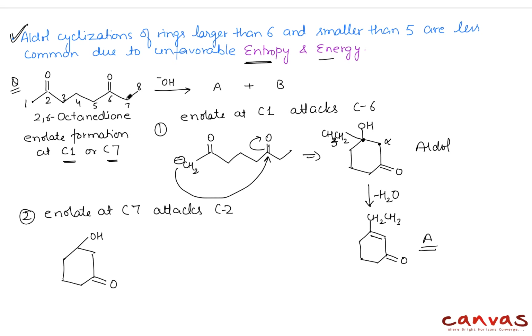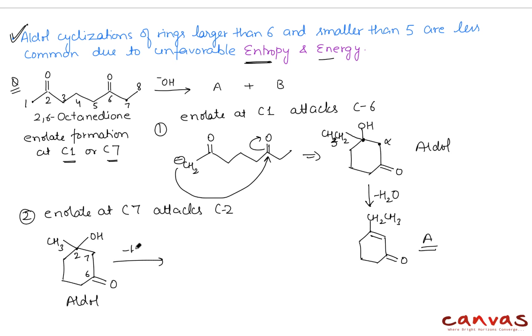Now this one, because 7 is attacking at C2. Okay, so if this is the keto group, now this is the 6th carbon and this is the 7th carbon, it has attacked the C2. So where's the first carbon? It is outside of the ring, because this is going to join directly with the 7. 1 will be outside, so CH3 remains outside. Okay, so this is your beta hydroxy product, this is your aldol.